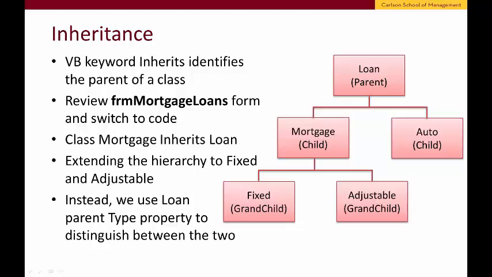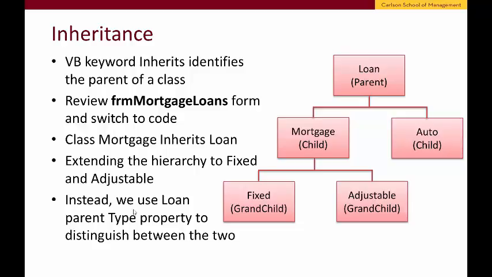At this point, we will again be ready to switch to the FRM mortgage loans form and review the interface and code. But before we do that, we'll just describe the overall idea, which is to have a new class called mortgage that inherits all the elements of our loan class. Although we could have extended the hierarchy as it's shown on the slide into fixed and adjustable mortgages as separate classes, I decided to use the loan type property to distinguish between the two, as you'll see shortly.